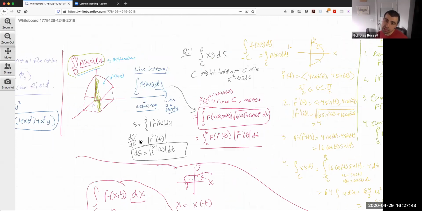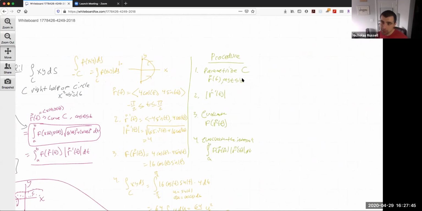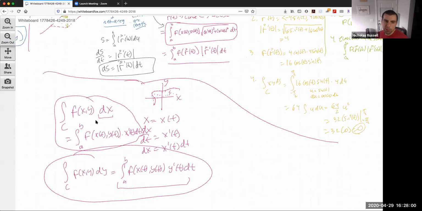We now see this procedure where I parameterize my curve C. I find the magnitude of that. I then evaluate the function on my curve, basically everywhere on my curve over time. And then I evaluate the integral where I do f of r of t multiplied by the magnitude of r prime of t. And we saw two different ways that we could also do this with respect to x and with respect to y, where we just multiply by x prime or y prime respectively. That's the idea here.